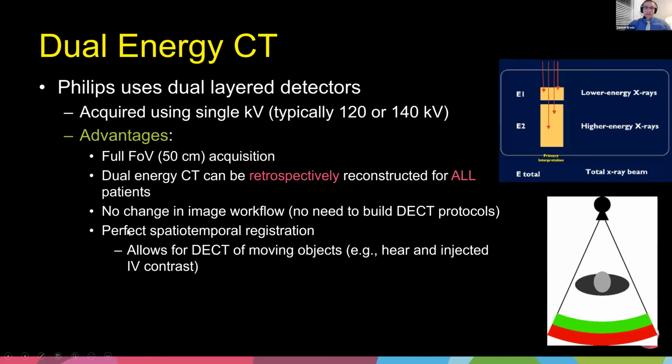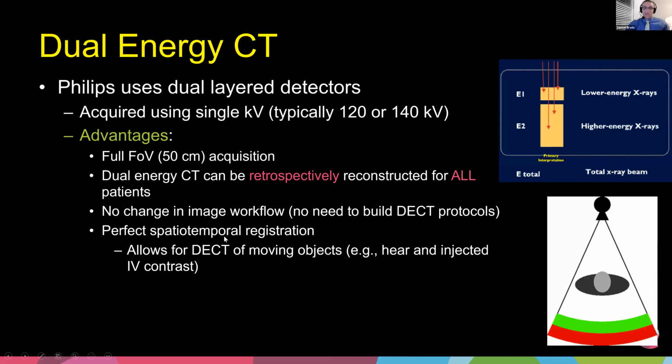All right. This is the only time that you get perfect spatial and temporal registration. Obviously, because the Siemens scanner has two tubes 90 degrees apart, they're never perfectly aligned. And the GE and Canon one, they're constantly switching, and so they're never perfectly aligned. But in this case, it's the same photon flux going through the body, always the same as it spins around the body. Therefore, it's perfectly registered spatially and temporally.